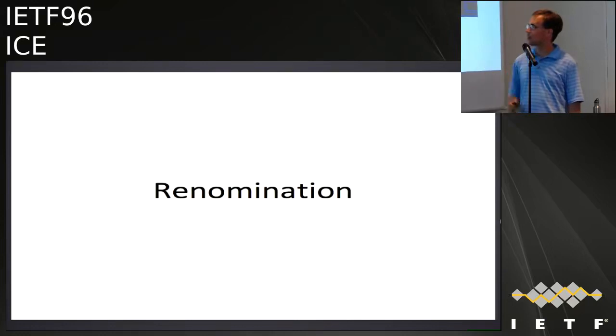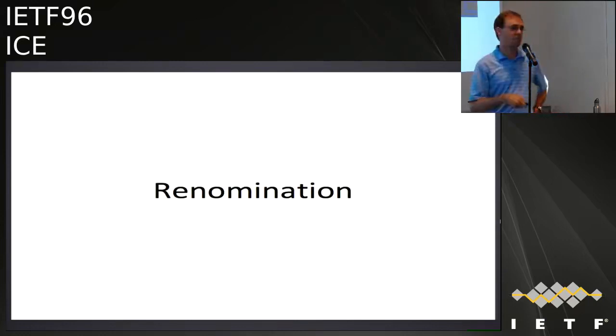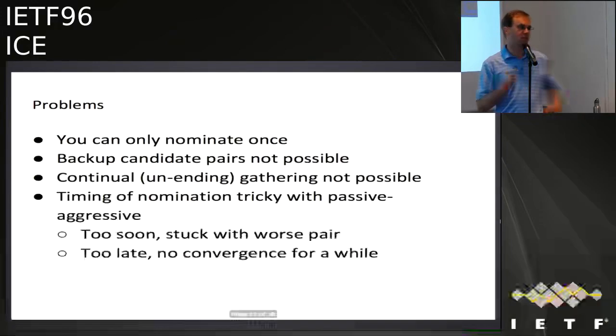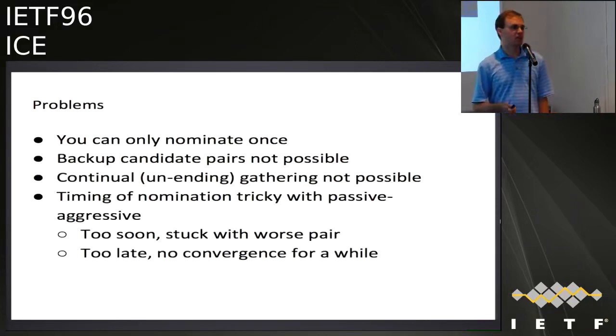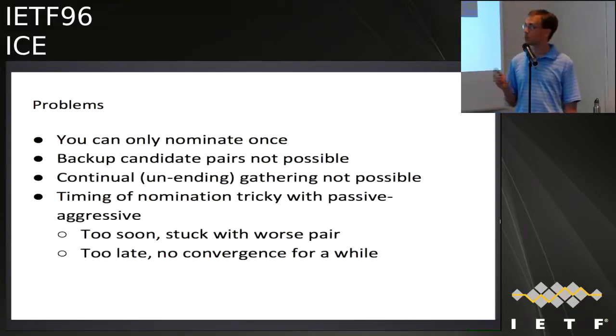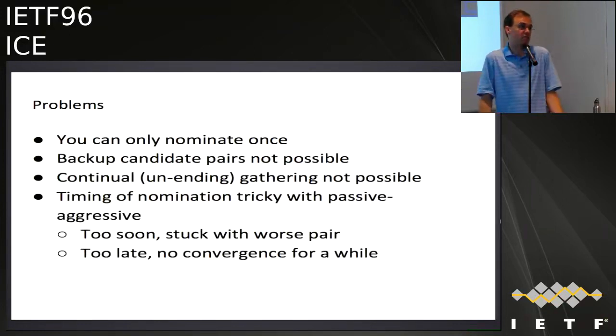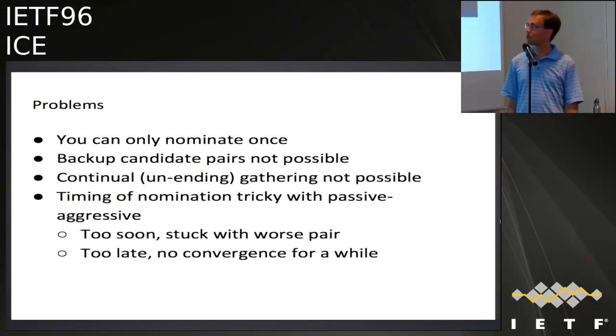Okay, so renomination. The problem we're trying to solve is that aggressive nomination is gone. We only have regular nomination, which means you can only nominate once. That leaves you without a lot of flexibility. For example, if you want to do something fancy, like have a backup candidate pair, so that when your selected candidate pair fails, say it's Wi-Fi and your Wi-Fi goes away, and you want to have a backup candidate pair ready to go, you can't do that. When you switch over, you can select it obviously, but you can't nominate it, and so you can't have convergence on the same candidate pair, unless only one candidate pair happens to work, and then hopefully both end up selecting that one.